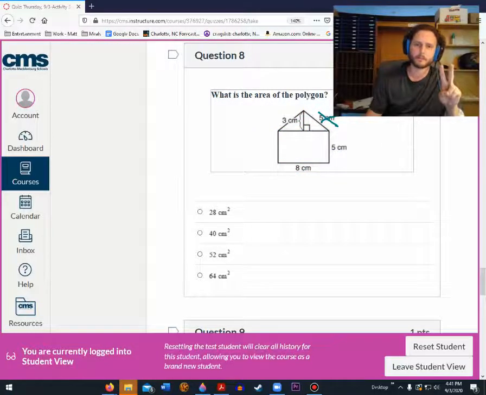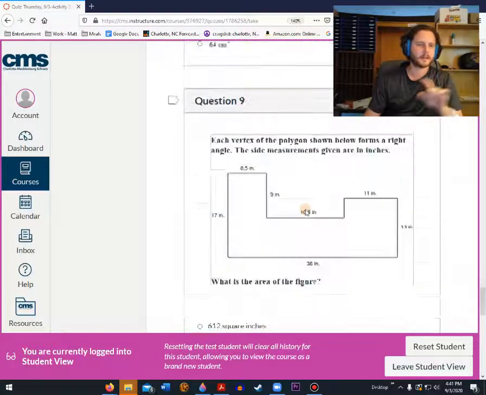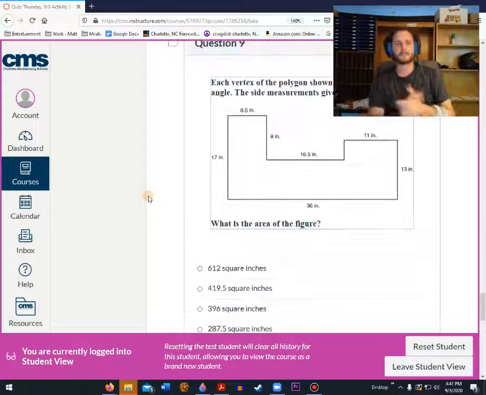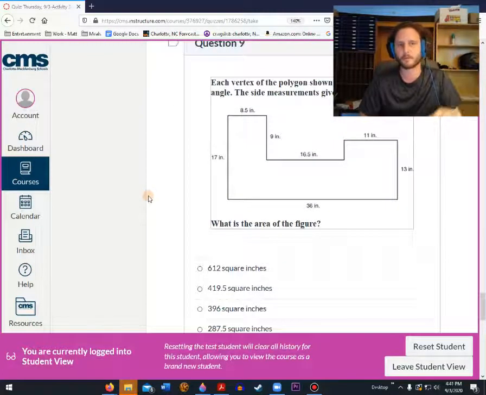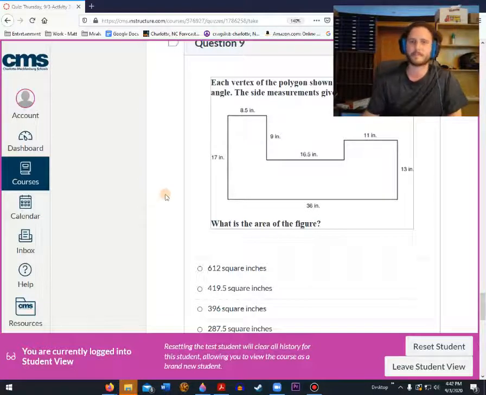Moving on, only 2 problems left to go now. Number 9. Each vertex of the polygon is shown below and it forms a right angle. The side measurements are given in inches. What's the area of the figure?